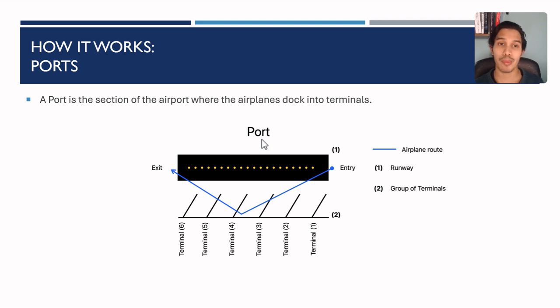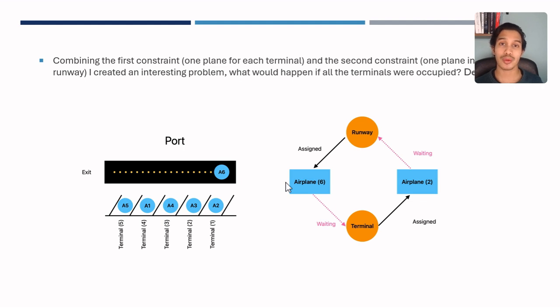Now, ports are a section of the airport where the airplanes dock into terminals. In my implementation, a port can have multiple terminals, each accommodating only one airplane. If an airplane enters a port, the port will be clear if the plane enters a terminal or exits the port. Combining the first constraint, where there can only be one plane for each terminal, and the second constraint, where there can only be one plane in the runway, I created an interesting problem.